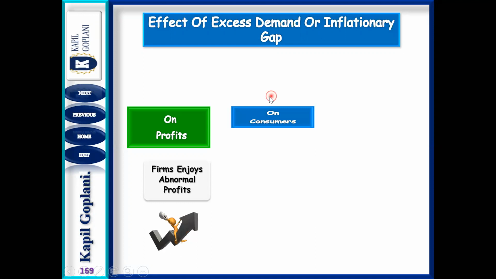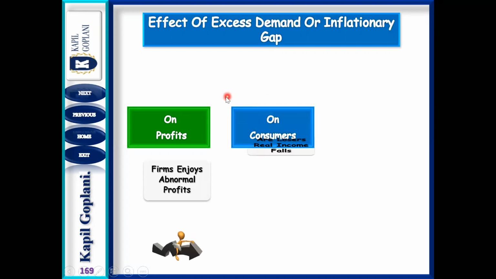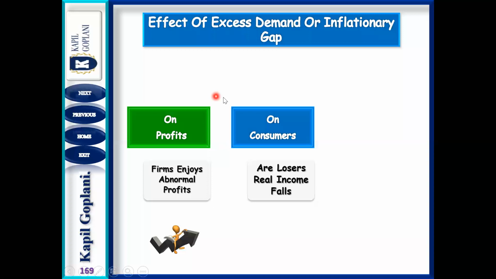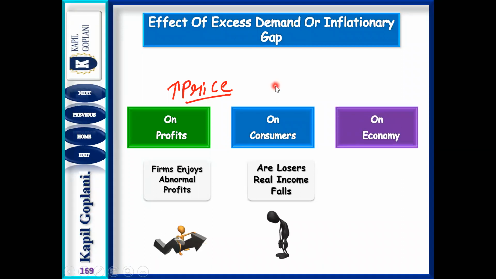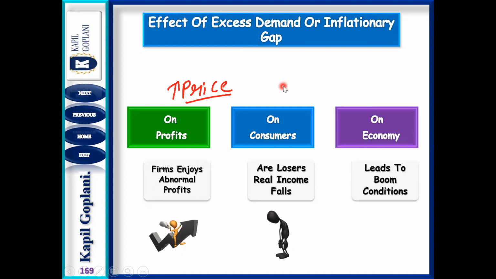Okay. Next, what is the effect on profit? Firms enjoy abnormal profit because price has increased. Cost has not increased, price has increased, so ultimately they are enjoying abnormal profit. Consumers are the losers because their real income falls. If prices are increasing, the real income of consumers falls, and things are getting costlier than before. On the economy, it will lead to a boom condition.